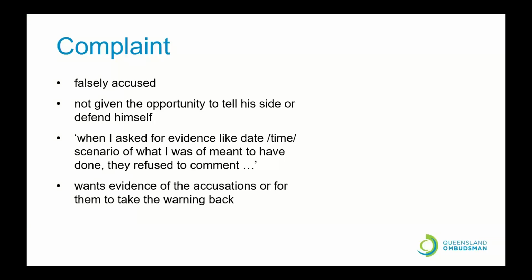His complaint to us was that he had been falsely accused. He hadn't been given the opportunity to tell his side or defend himself. He said to us, when I asked for evidence like date, time, scenario of what I was meant to have done, they refused to comment. What he wanted was the evidence of the accusations, or for them to take the warning back. So even though it was only a verbal warning, he was concerned about it being on his record, because it can be considered in future matters should other issues arise in relation to his tenancy.